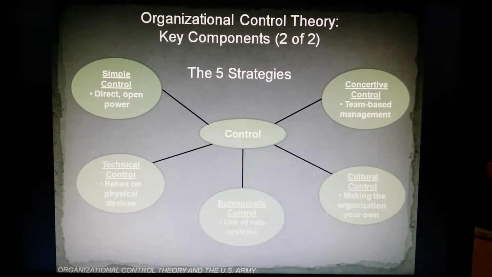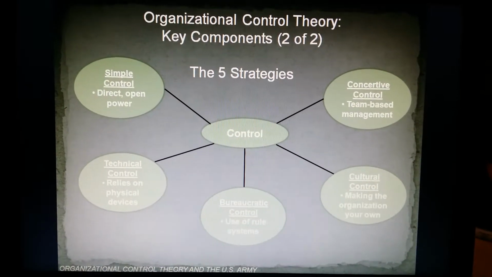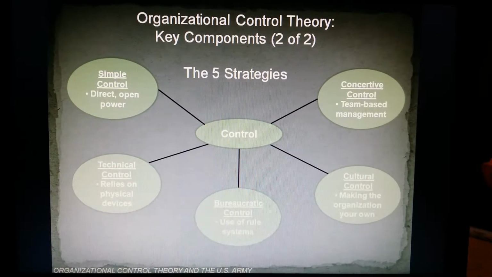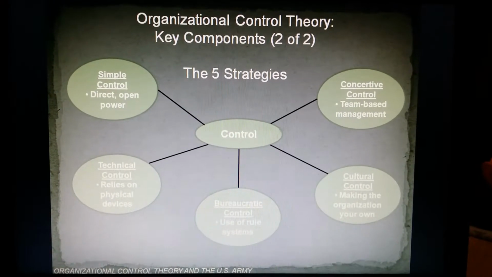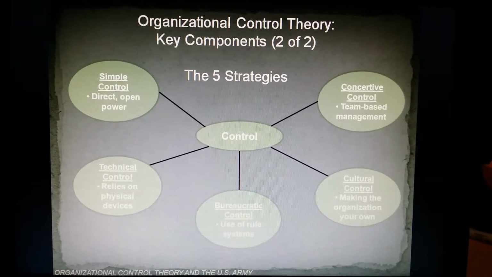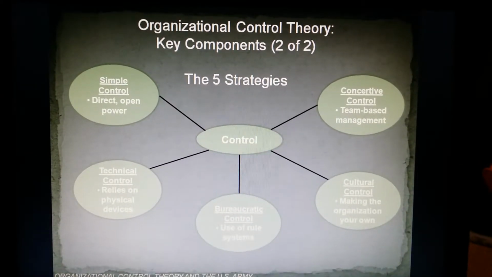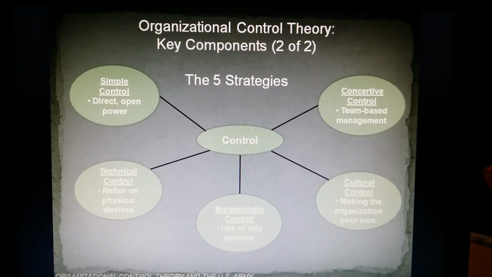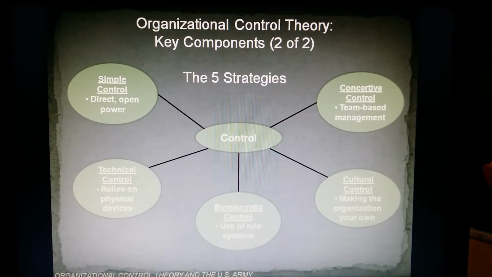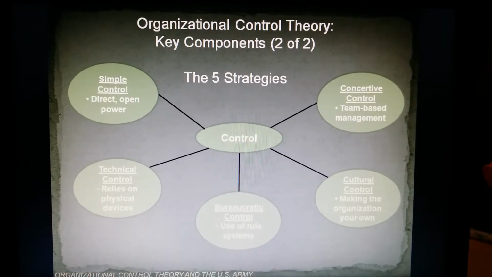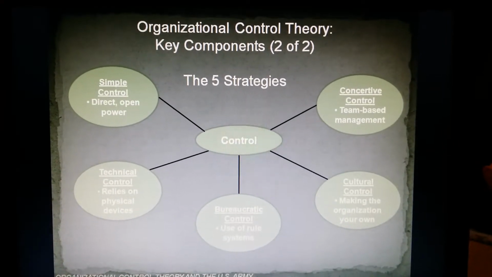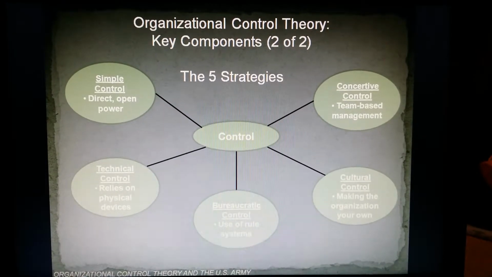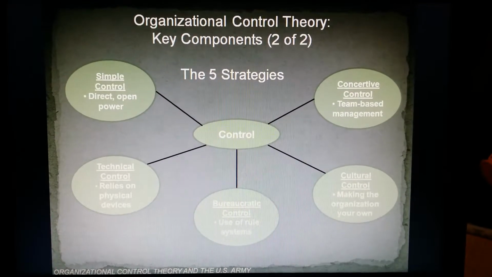The next set of key components are the 5 strategies that we spoke about a few minutes ago. Starting in the upper left with simple control. This is direct, open power. Simple control requires the direct intervention of an authority figure to accomplish all 3 aspects of control that we just spoke about. A leader provides the initial direction to the worker, they evaluate his or her performance, and they administer some sort of disciplinary action, again, reward or punishment.